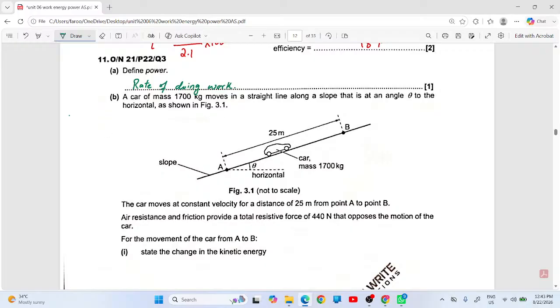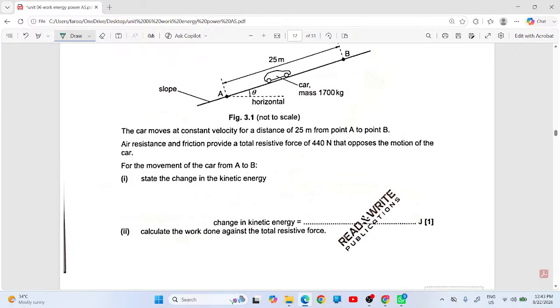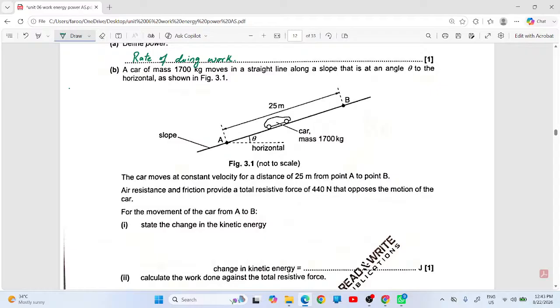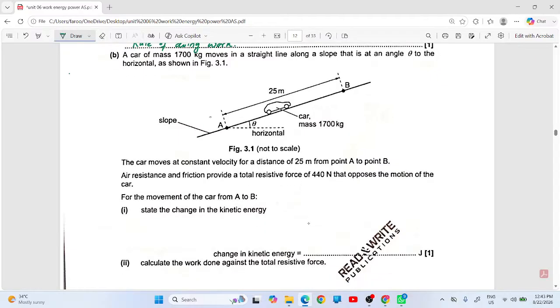So, the change in kinetic energy is zero. Why? Constant velocity, yes, very good. As the velocity is constant, the change in velocity is 0, so the change in the kinetic energy is also 0.